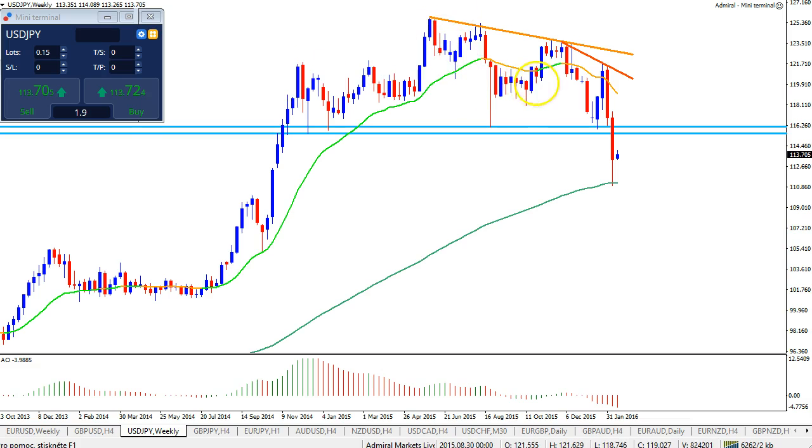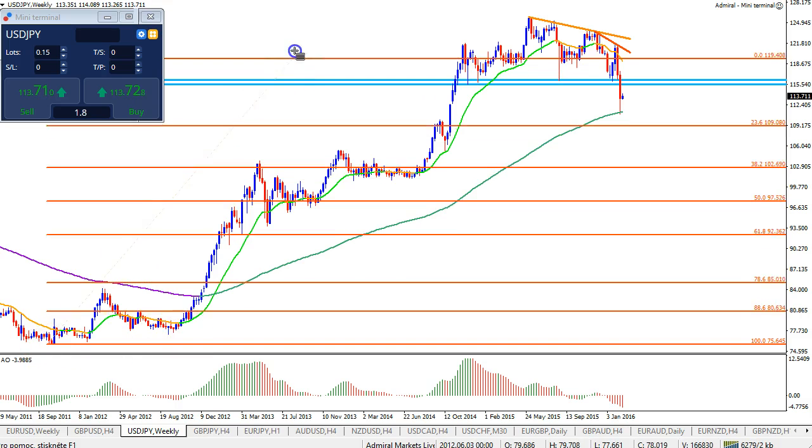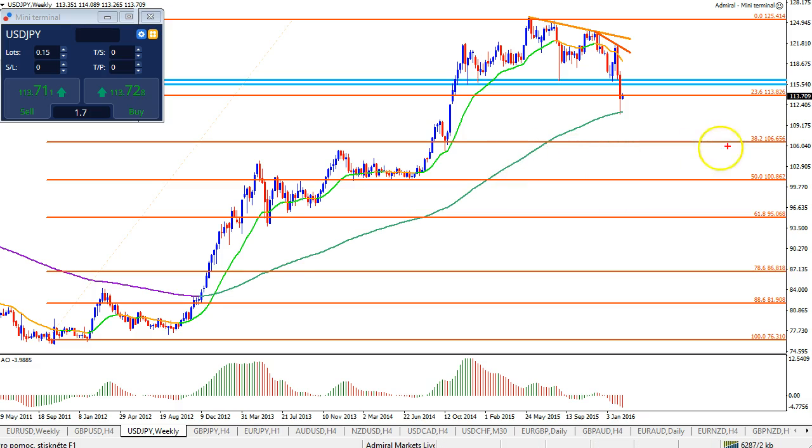And the descending wedge here is nicely breaking to the downside. So if I look at how far price could move down, and I put a fib on this entire upside, you can see that price could go all the way down to the 38.2 fib at 106.65.